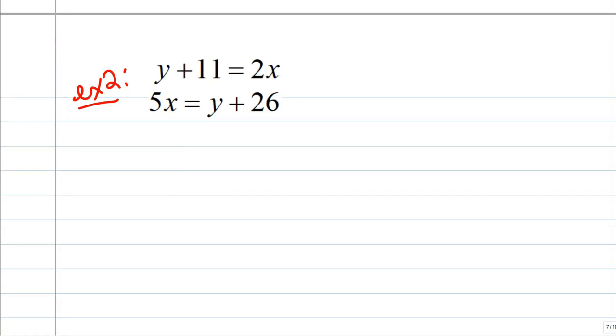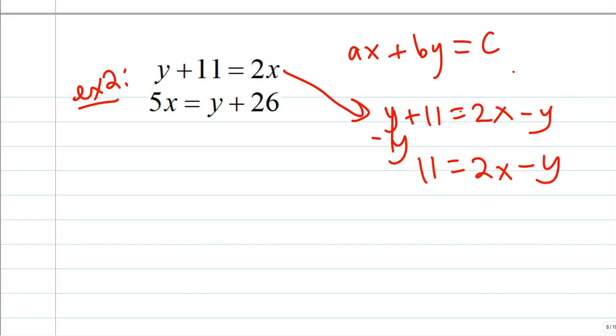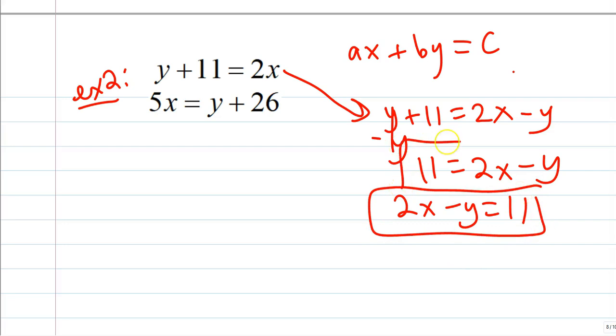This is not nice. This I probably wouldn't even use, elimination. But I want to, just to kind of reiterate and show you how this works. If I want to use elimination, I need the x's and y's in standard form. So what I need to do is get all the x's and y's on one side. So I'm going to take this y plus 11, and I'm going to move the y over. And get 11 is equal to 2x minus y. That's in standard form. I could think of that as 2x minus y equals 11. Doesn't really matter. Either are fine, but I want that in standard form.